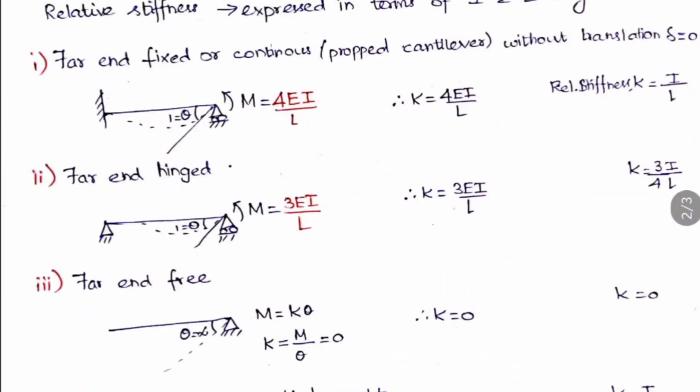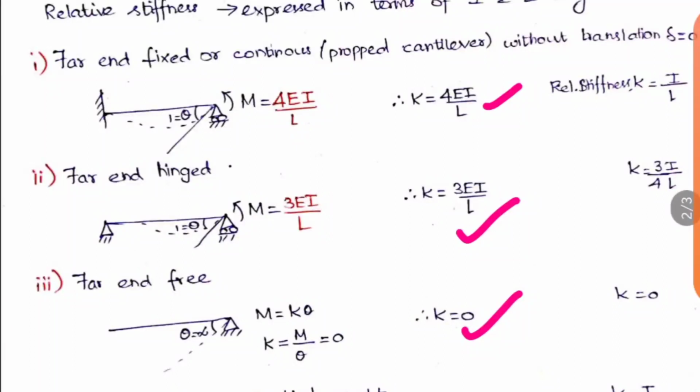These values are very, very important because you will be repeatedly using them in the stiffness matrix, flexibility matrix and slope deflections also. So the first value to be studied is 4 EI by L when the far end is fixed. When the far end is hinged, it is 3 EI by L. When the far end is free, stiffness will be 0 only. So these three values are very, very important.